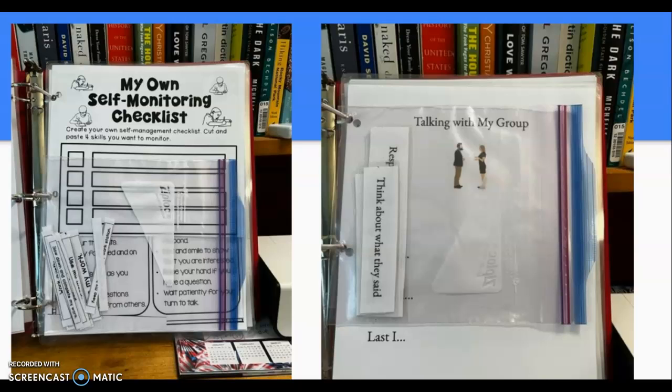And then on the next page, we have a guide, a visual to help him remember how to talk with his group. So it says, first I listen to what the person is saying. Then I think about what they said. Last, I respectfully reply to what they said. And so this is just to help him remember, all right, these are the steps that I should be taking when I'm speaking with my group.